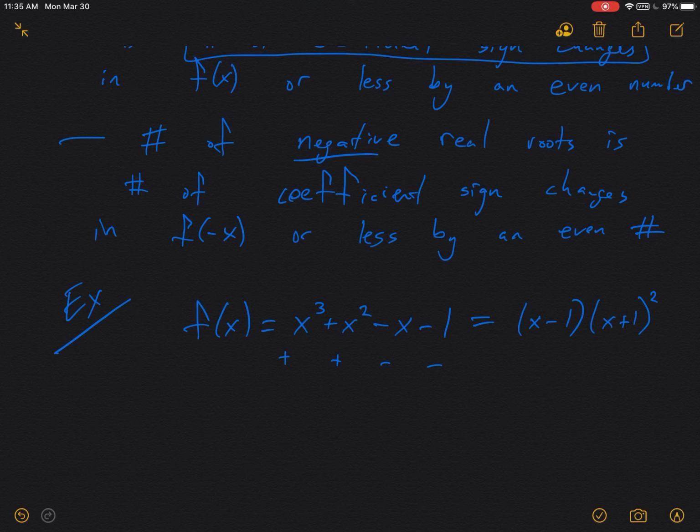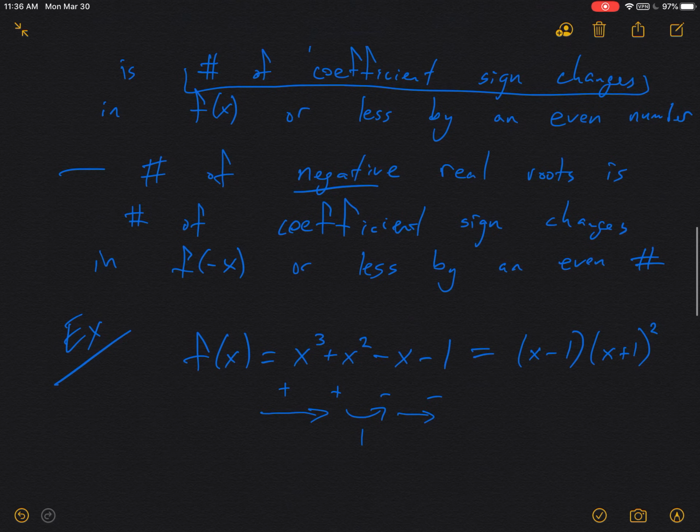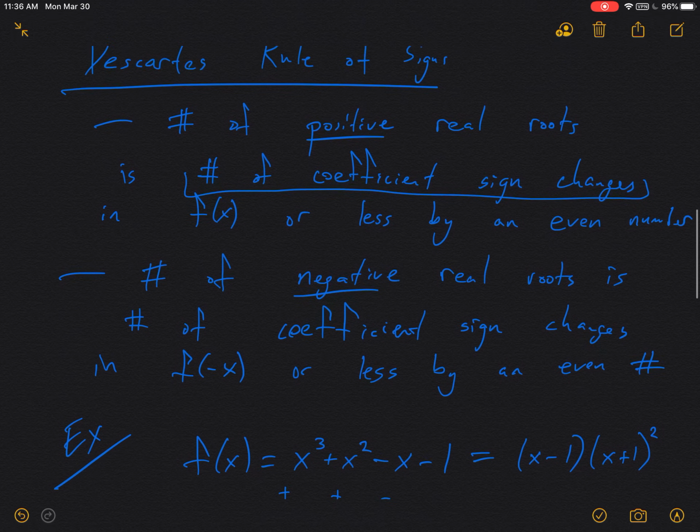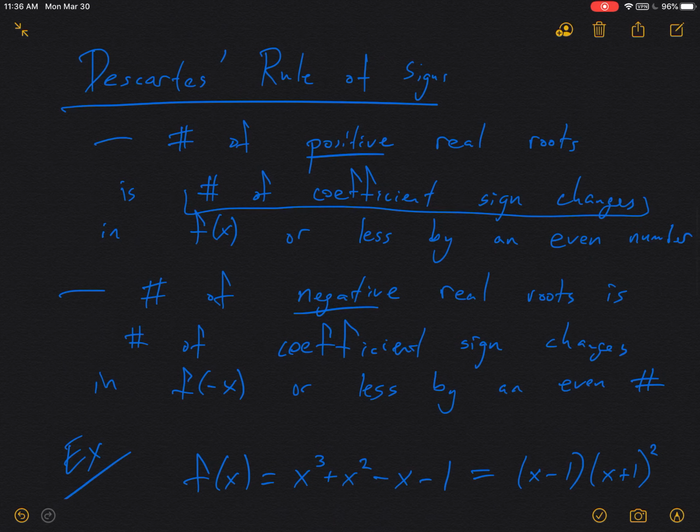So you look at these from left to right. I mean, it doesn't matter if you go left to right or right to left. You're just looking at the number of times that the sign changes as you go from one side to the other. So in this case, we go from a positive to a negative. So this would be one sign change, and then we stay negative. So there's one sign change between all of these coefficients as we go from, let's say, the left side to the right side. So that's what I'm going to call the number of coefficient sign changes.